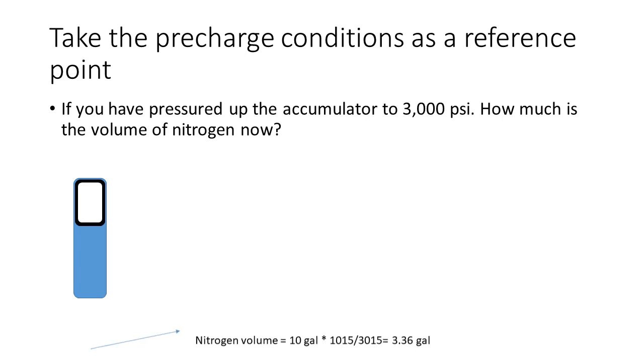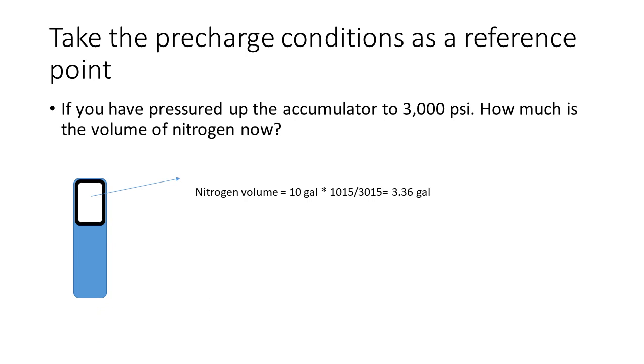So we'll take 1,000, which is our pre-charge, plus 14.7, rounded off to 15, that's the atmosphere, divided by 3,000 plus 14.7. That gives us 3.36 gallons of nitrogen. Now to get gallons of hydraulic fluid, we'll take the 10 gallons, which is the size of the bottle, minus this 3.36 gallons of nitrogen. That'll give us 6.64 gallons of hydraulic fluid.